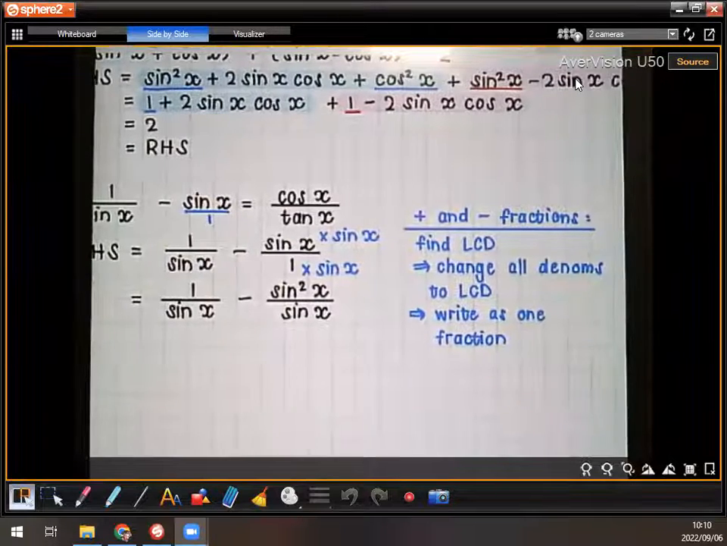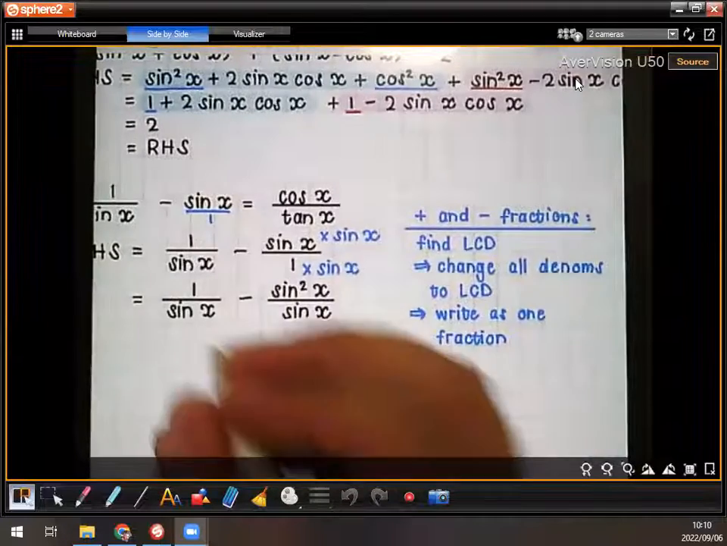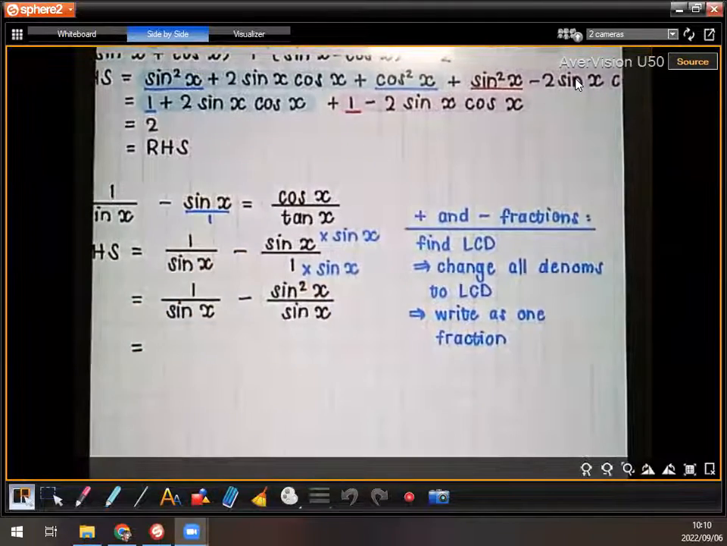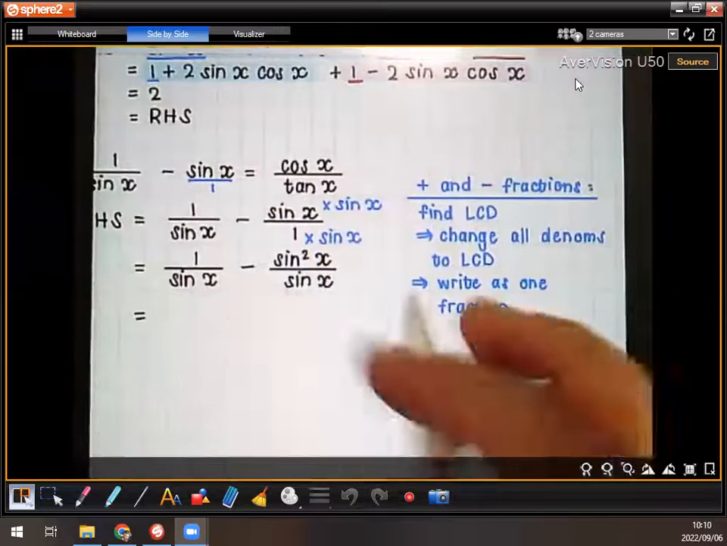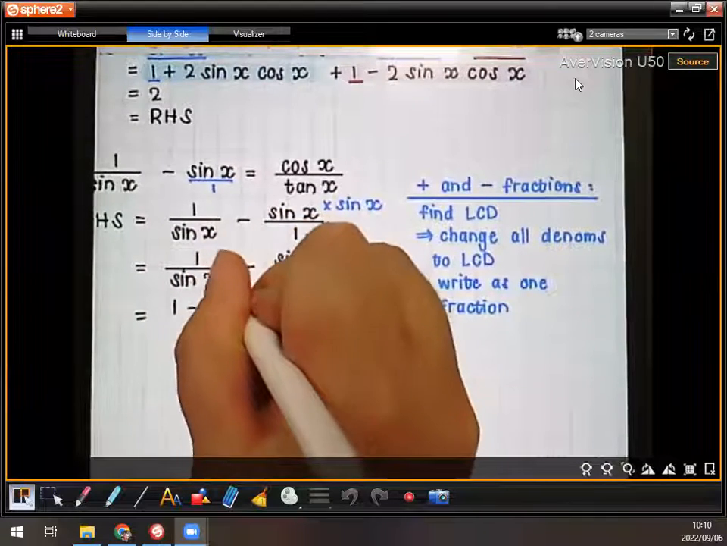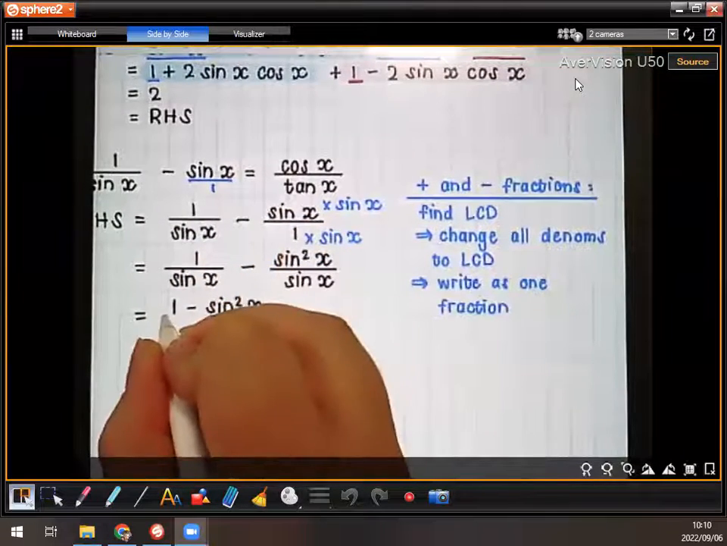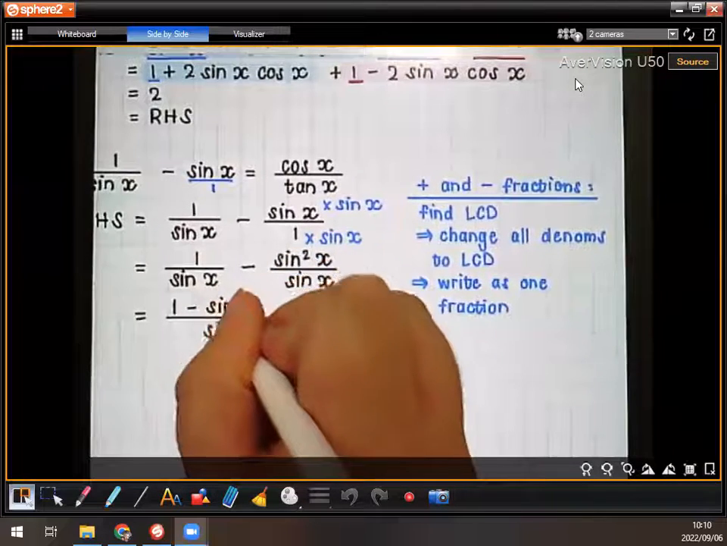We've now changed the second denominator, so both denominators are the same. Now we can put it together over one fraction. Guys, remember when you do that, you don't actually change the denominator. The denominator is going to stay sin x. Okay, we're not multiplying them, we are subtracting. So at the top, we're going to have 1 minus sin squared x. And at the bottom, we have sin x.